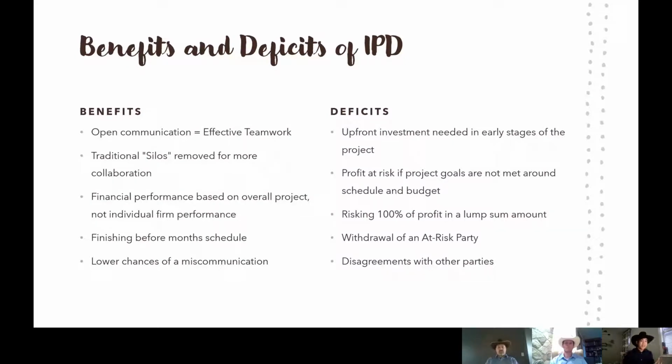And so lastly, I just have some benefits and deficits, basically a synopsis of what I just discussed with you guys. This is just a summary of everything that I just talked about: open communication, traditional silos removed, and the financial performance based on the overall project. And some things I added at the end of both the deficit and the benefit table is finishing months before schedule and lower chance of miscommunication. And I've been leading up to this: risking 100% profit in a lump sum amount. And yeah, the deficits are already there if you want to take a look.